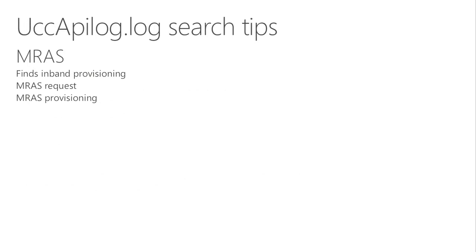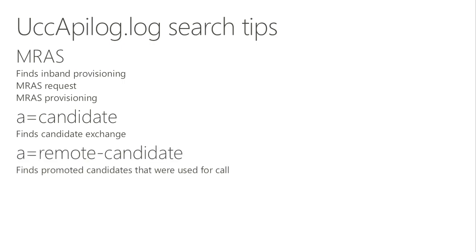Search tips: MRAS, to find the in-band provisioning, to see what the credentials are. a= candidate finds the candidate exchange. a= remote-candidate finds the promoted candidates. I'm a very lazy person, so I just search for candidate and find all of them.